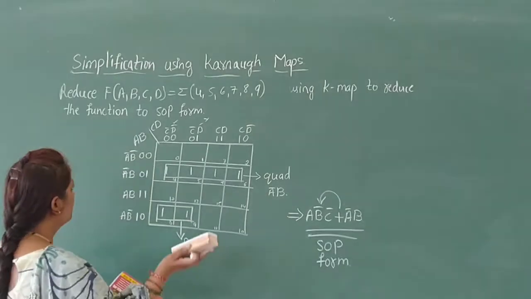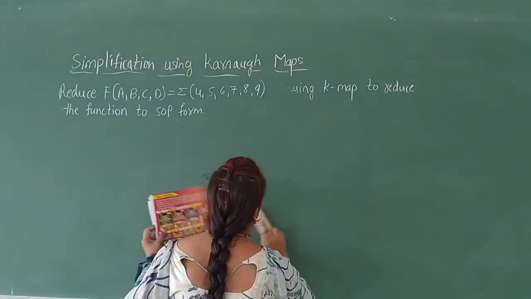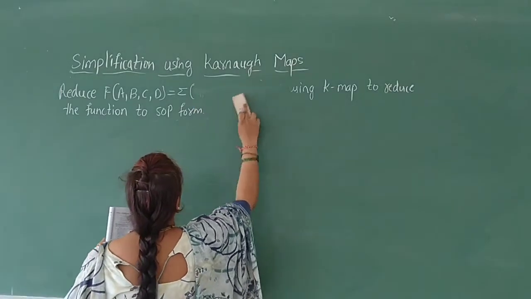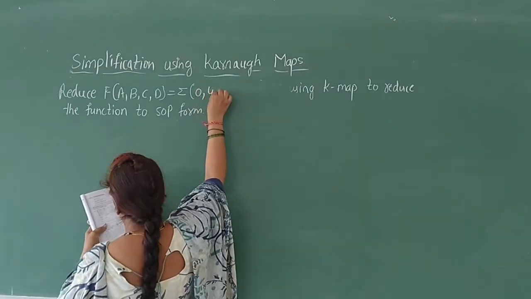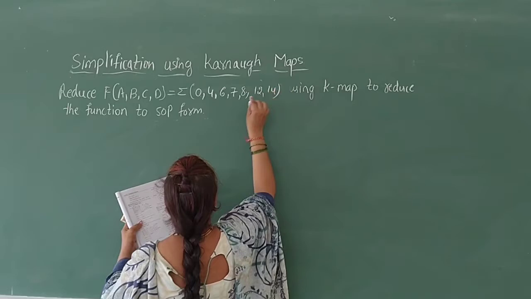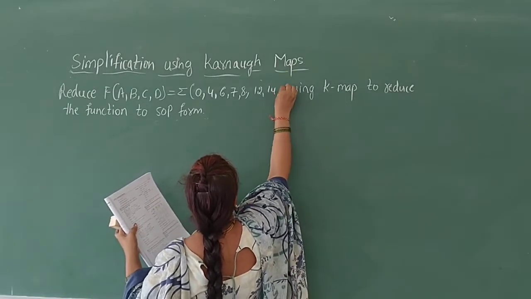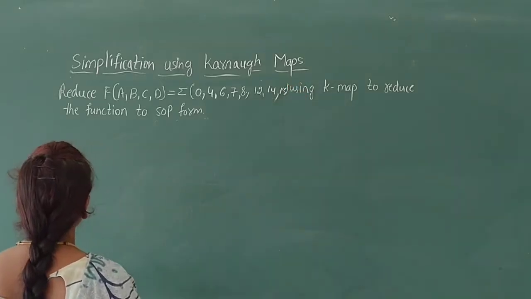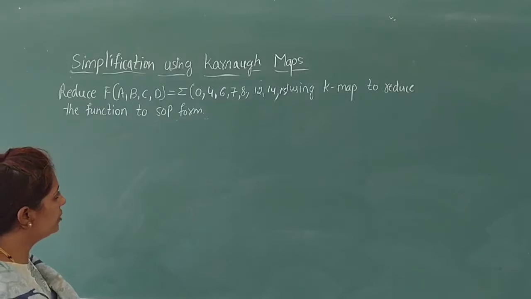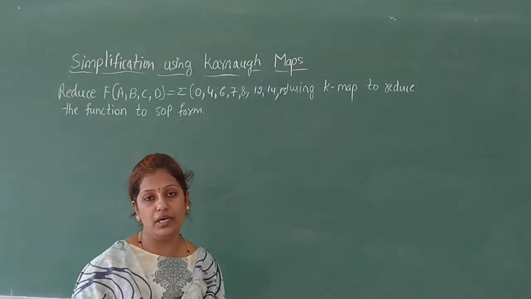We'll see one more example. Reduce f of a, b, c, d using summation of 0, 4, 6, 7, 8, 12, 14, 15 using K-map to reduce the function to SOP form. Again, you have to create a 4 variable K-map.